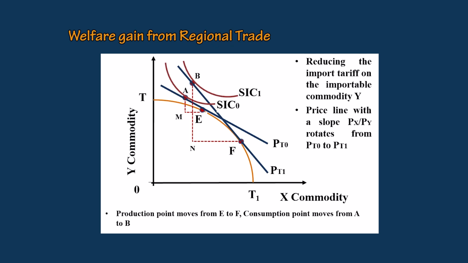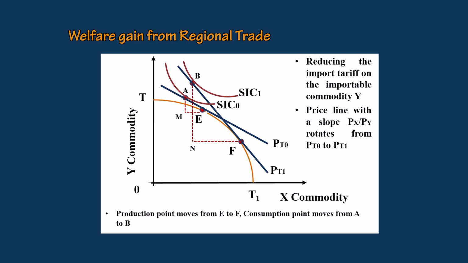Now, welfare gain from the regional trading bloc can also be explained with the help of the production possibility curve, social indifference curve, and the price line. As I have already explained in my last module, here what we observe is that before the formation of the trading bloc, a particular country's price line is PT naught. Please see the slope, it is flatter.